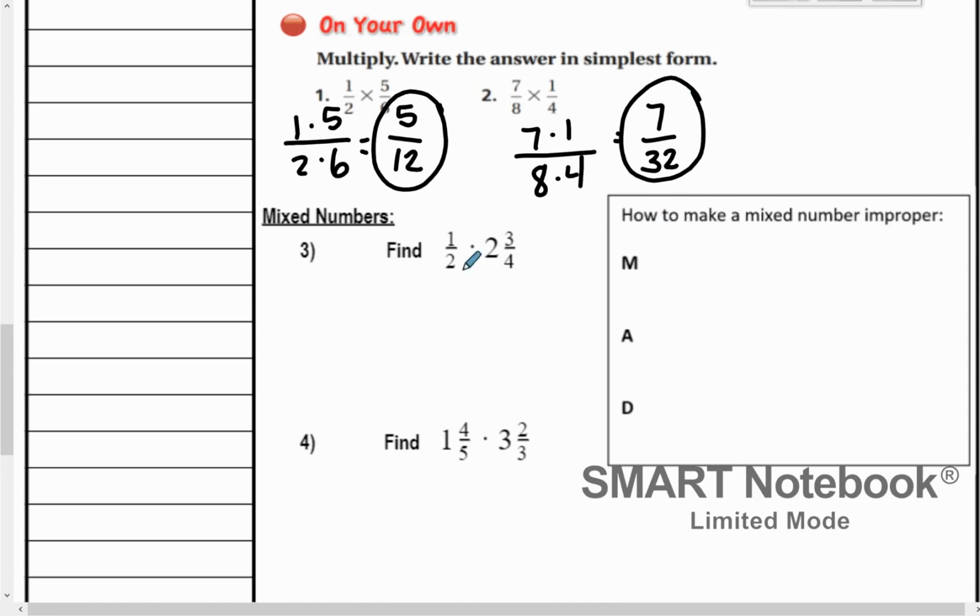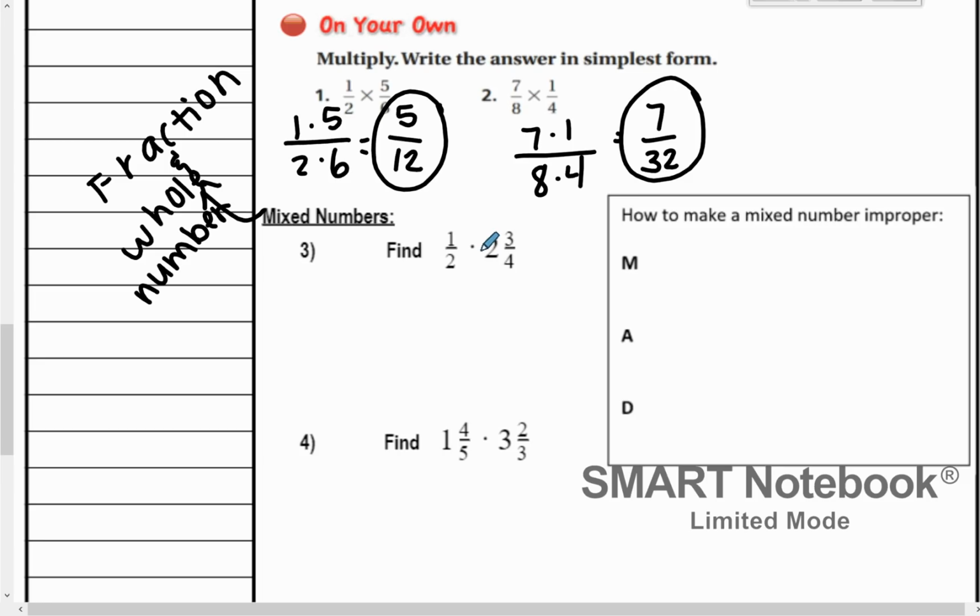This next part is where it gets kind of tricky, when we have those mixed numbers. A mixed number is a number that has a fraction and a whole number, just like 2 and 3/4. It has a whole number of 2 and a fraction of 3/4. Now, unlike when we add fractions, where you can just keep that whole number there, unlike when we do that, we have to make it improper.